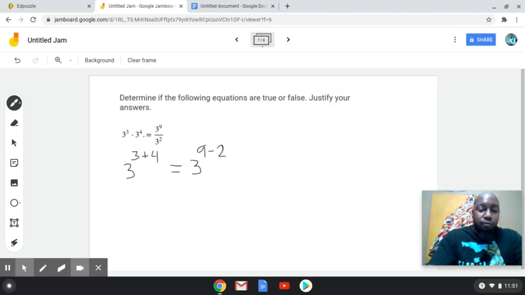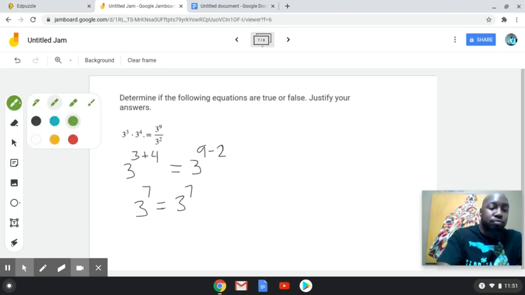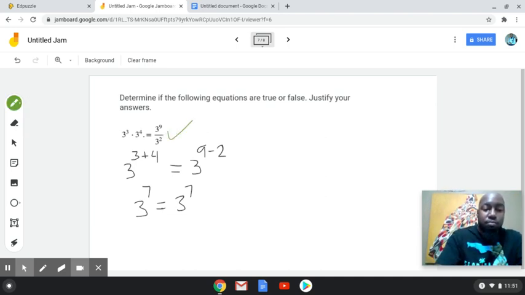And so what is 3 to the fourth power? Well, what is 3 plus 4? So this is going to be 3 to the 7th. And what is 9 minus 2? And that's also 3 to the 7th. So this equation is true. Okay. This does work out. And good job if you worked it out by yourself.